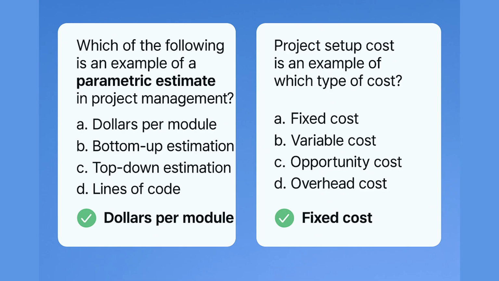First question is about which of the following is an example of parametric estimate in project management. The choices given are bottom-up estimate, top-down estimate, lines of code, dollars per module. The answer is obviously dollars per module.